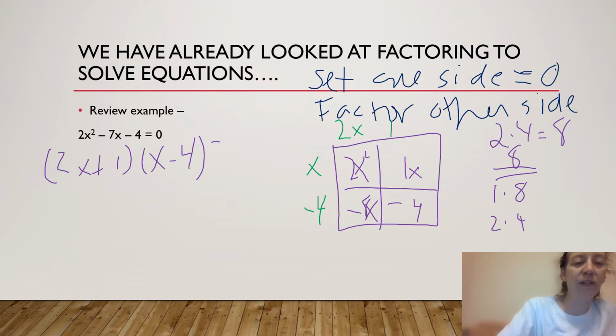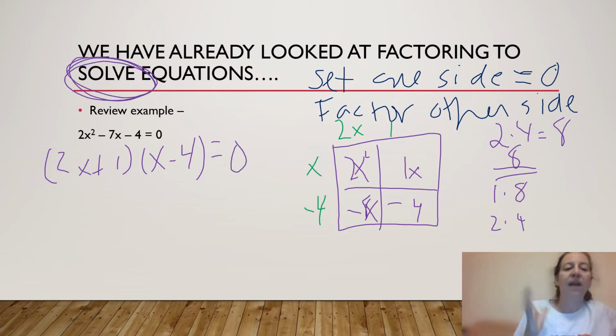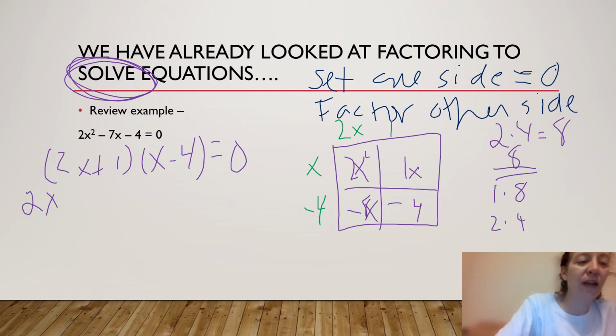Now that 0 is still there, okay, because what we're doing here is solving, and solving means you're finding the solutions. You are finding the values of x that will make that equation true. It is different from if the directions just asked you to factor. If the directions just asked you to factor, then you would be done with the problem, but this is solving. So we know from the zero product property that 2x plus 1 is equal to 0, or x minus 4 is equal to 0.